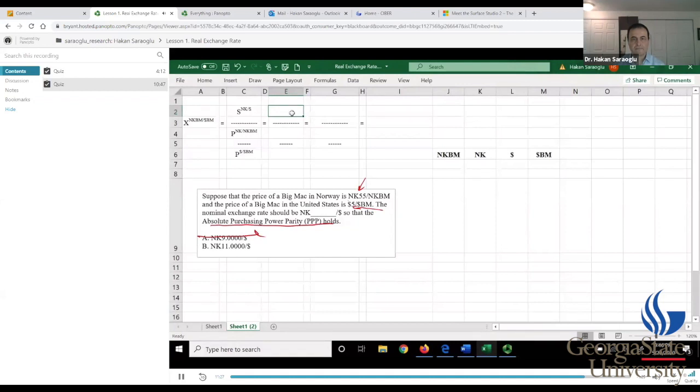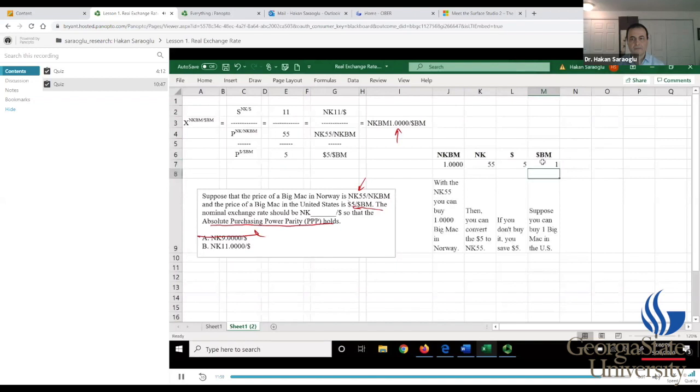So if you answered that the exchange rate, the nominal exchange rate, should be 11 krone per dollar, let's add that here. And then let's enter the Big Mac prices. And when I enter, we will get 1 Big Mac in Norway is equivalent to 1 Big Mac in the US, and hence the purchasing power parity holds. And here I can write the story further. If I enter 1 here, we start with 1 US Big Mac.